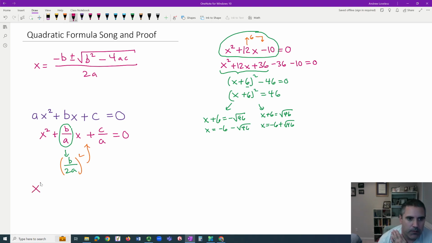So we're going to have x squared. And I haven't done this in years. I'm doing it on the fly. Let's see if we can do it. This is going to be b squared over 4a squared. I don't know how I want to write it yet because I haven't thought carefully about this.